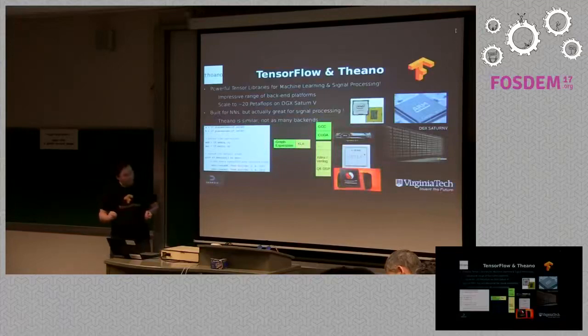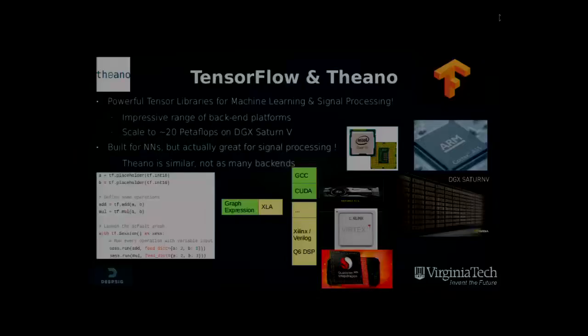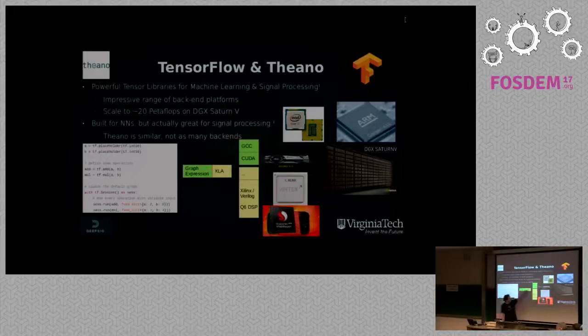The whole idea here is these are basically libraries that allow you to write big NumPy expressions, essentially, where you have many operations forming a data flow graph. You build this graph expression, and then you go through the back end and out to any one of a number of targets. Right now we go to basically GCC and CUDA as the back end.